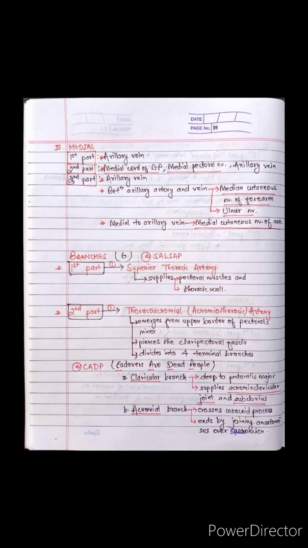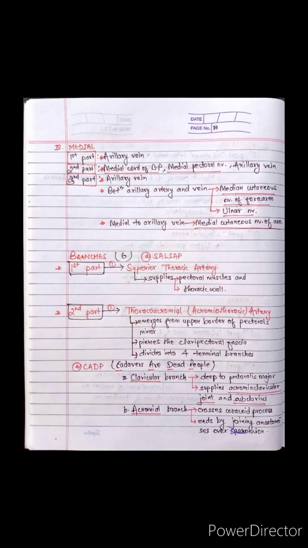Now let's see the branches of the axillary artery. There are 6 branches. We can use the mnemonic SALSAP to remember it. From the first part arises only one branch, from the second part arises 2 branches, and from the third part arises 3 branches. So let's see the first part. It gives the superior thoracic artery. It supplies pectoral muscles and thoracic wall.